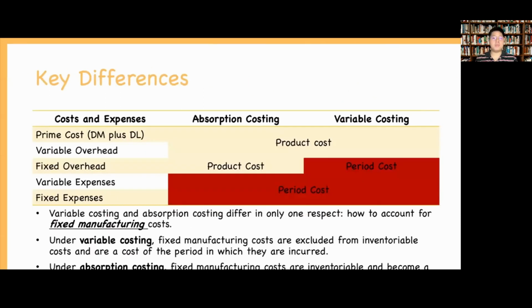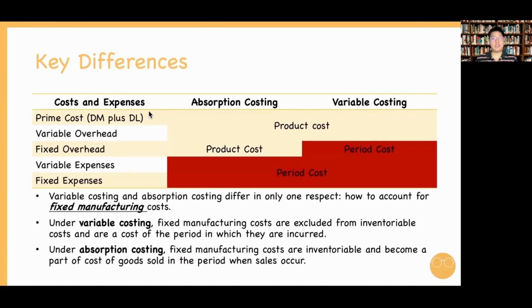Let's try to have a summary of the key differences between absorption or traditional costing and variable costing. For the prime cost, which includes the direct materials and the direct labor, for both absorption and variable costing, they are product cost, same as with variable overhead. For the fixed overhead, in absorption costing, it is a product cost, but in variable costing, it is a period cost. And for both absorption costing and variable costing, the variable expenses and the fixed expenses are to be considered as period costs.